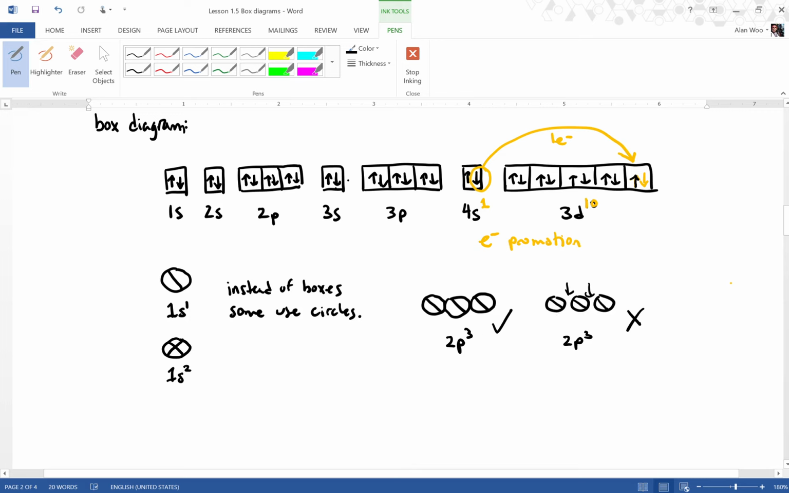Just remember the 3 rules that we talked about earlier: Aufbau's principle, Pauli's exclusion principle, and Hund's rule, because those 3 rules govern how we fill electrons into their orbitals properly.